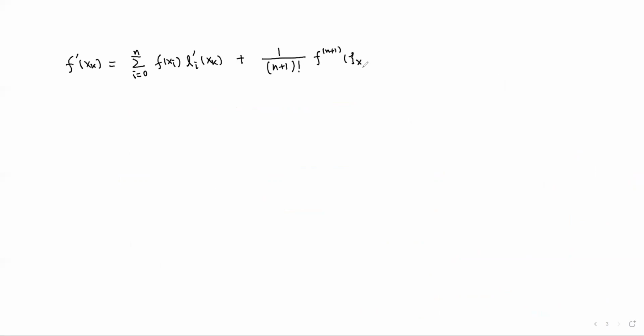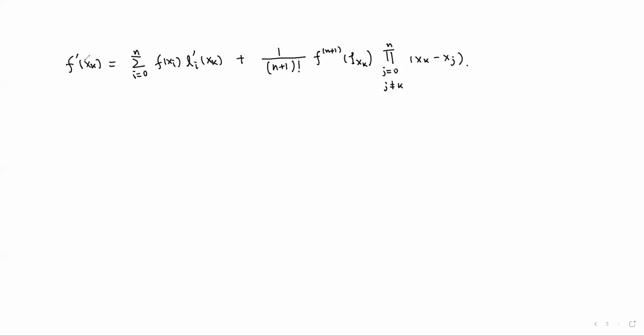Psi depends on xk, then times the product j from 0 to n, but j not equal to k, of xk minus xj. Then draw the error term. We have a formula to compute the derivative of the function f at some node xk.